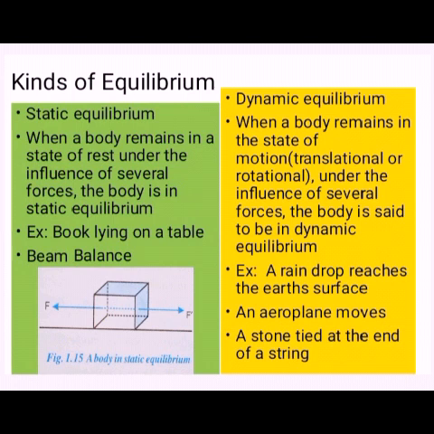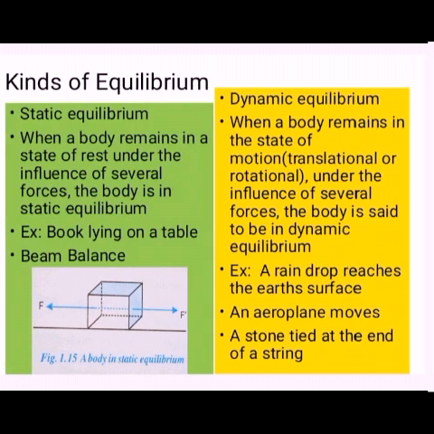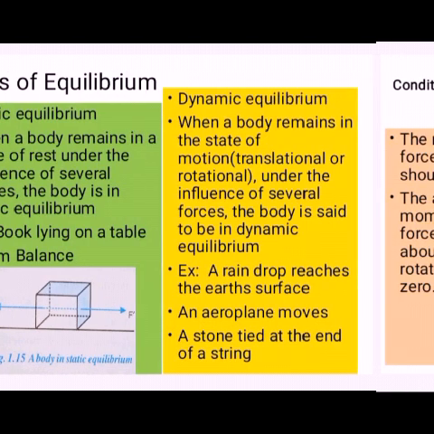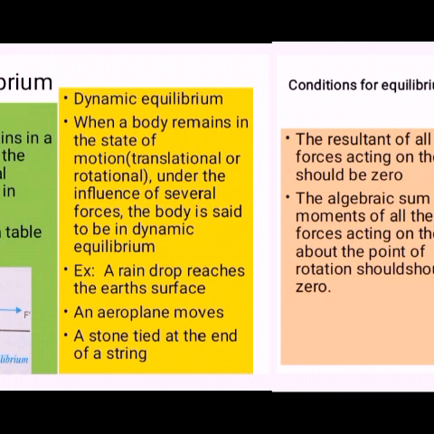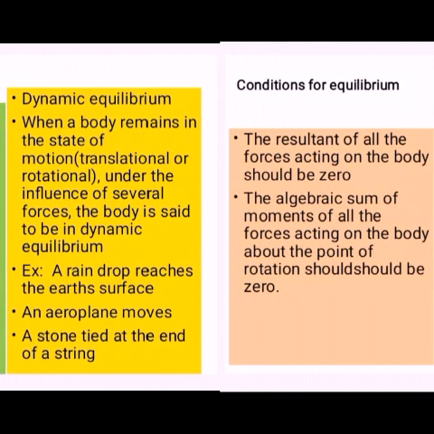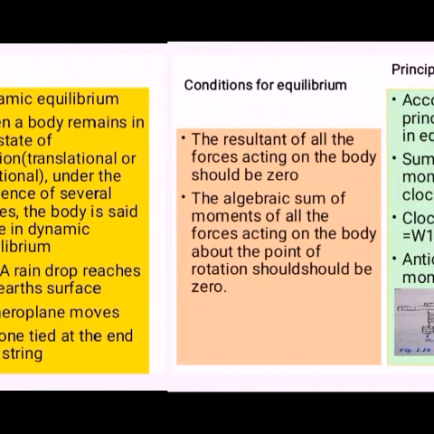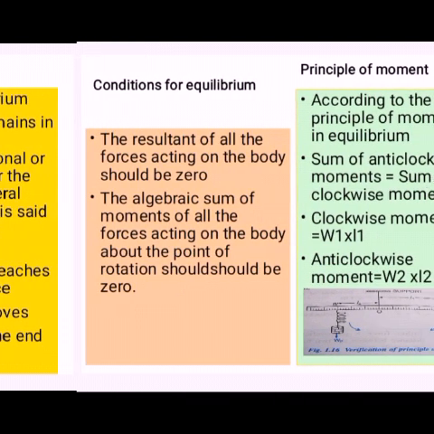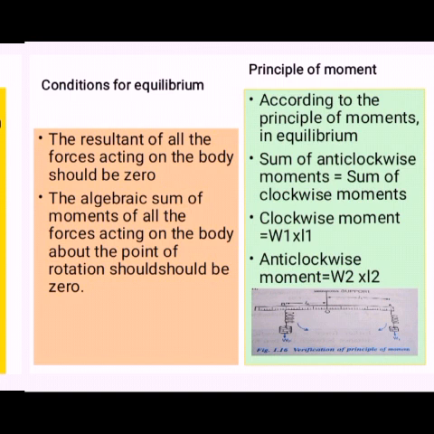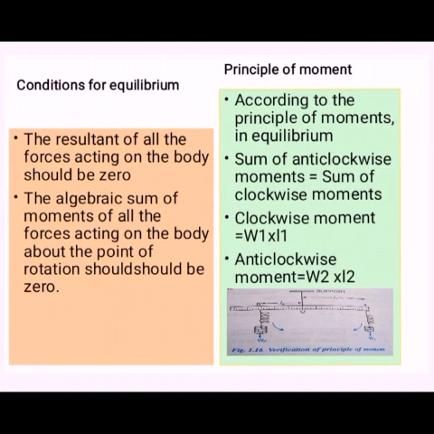Here, at rest, the book exerts a force downward on the table, and the table also applies a force upward. Now for another dynamic equilibrium, a raindrop reaches the earth's surface with a constant velocity, because the raindrop is in motion and the forces acting on it, the frictional force, the weight and any buoyant force, all balance to zero.